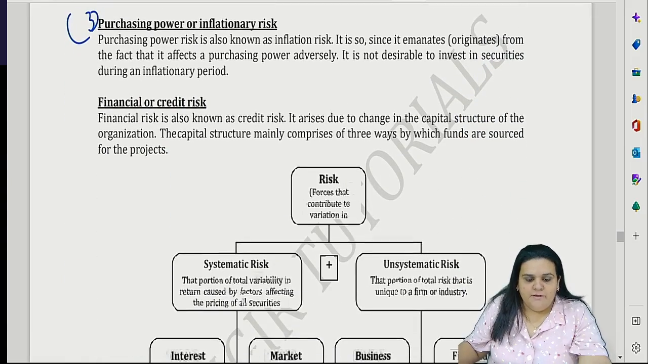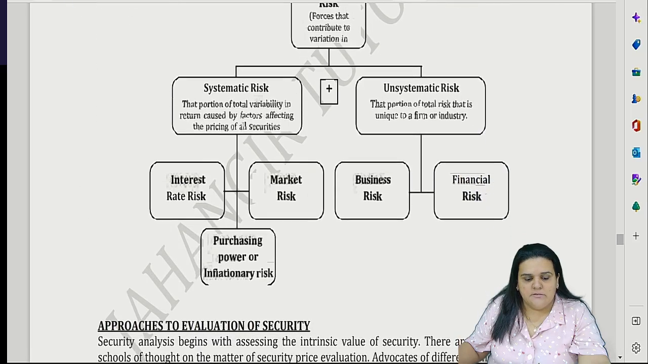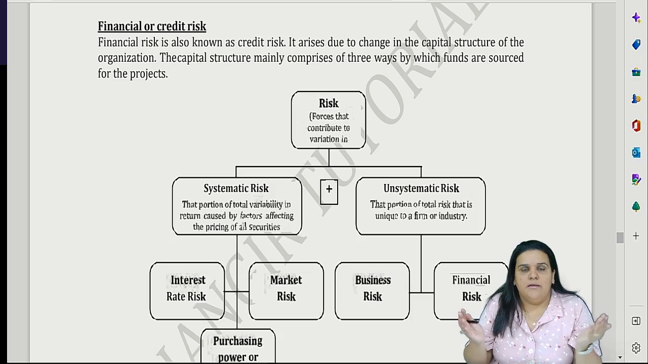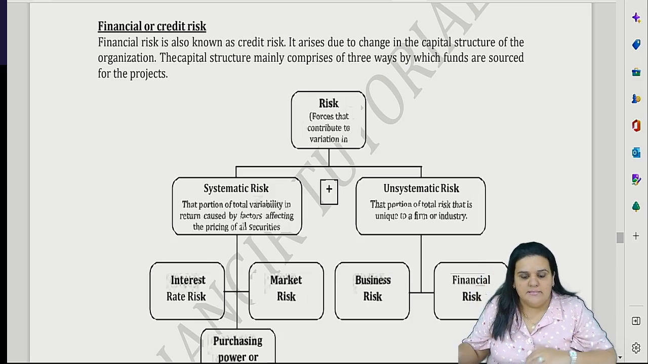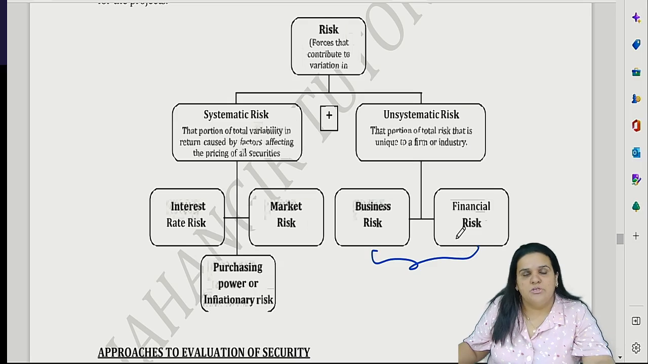Important: we also have financial risk or credit risk, which is obviously your capital structure, your credit policy, your entire financials, how they are. That is also one risk. So, systematic and unsystematic, we have these two. Business risk and financial risk are under the control of the company. They can be corrected and they can be removed.